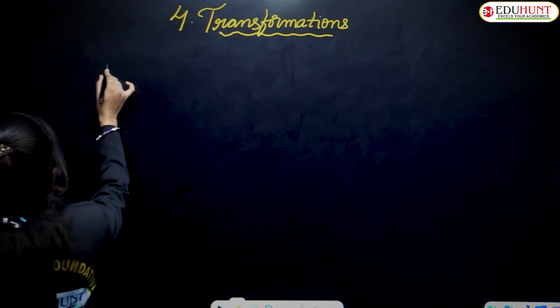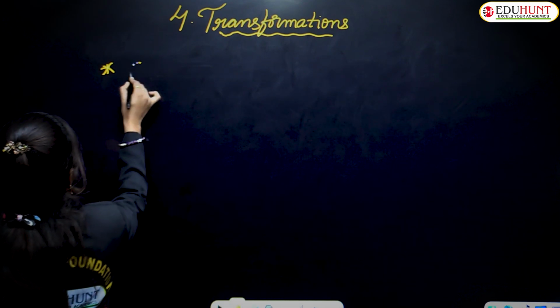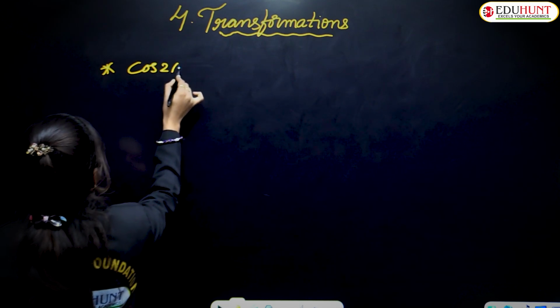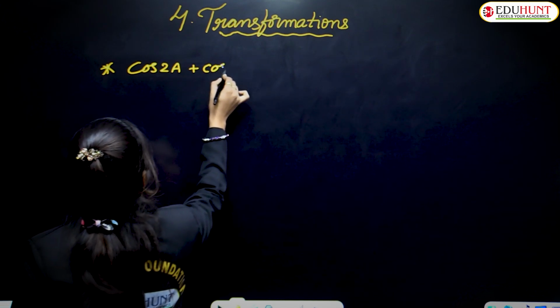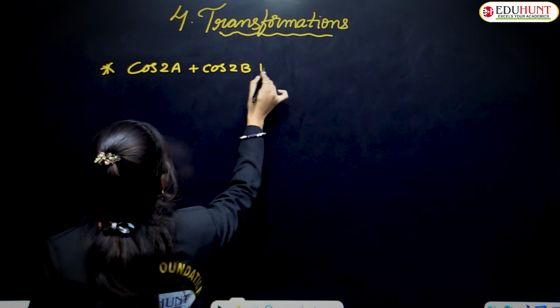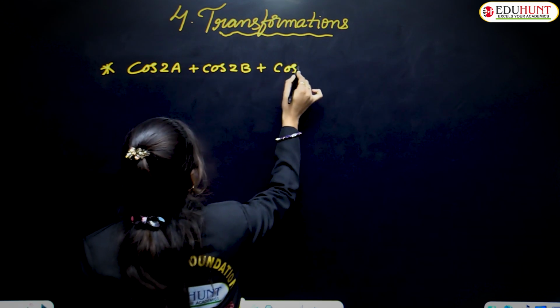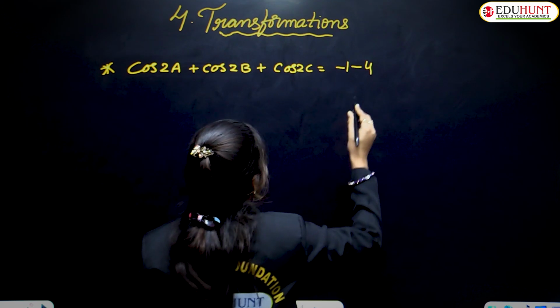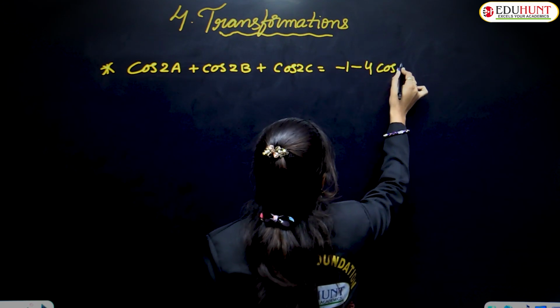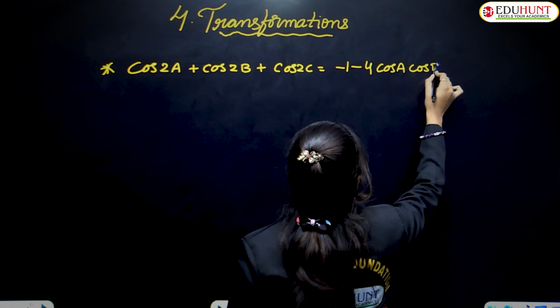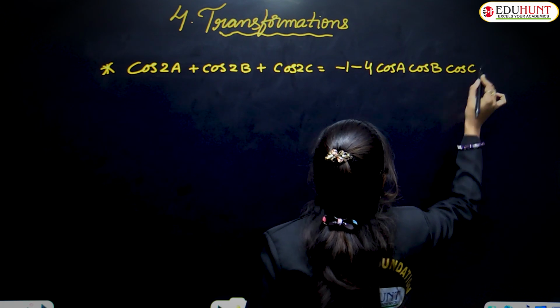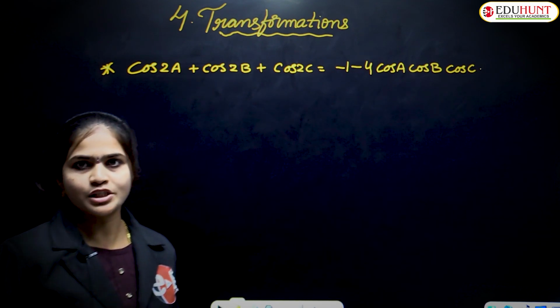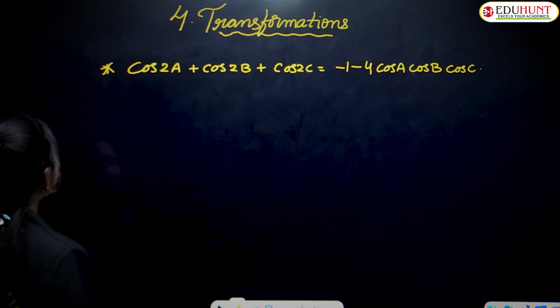So see here, the next conditional identity is cos 2a plus cos 2b plus cos 2c, which is equal to minus 1 minus 4 cos a cos b cos c. Understand? So this is the third conditional identity. So here children, see the proof.